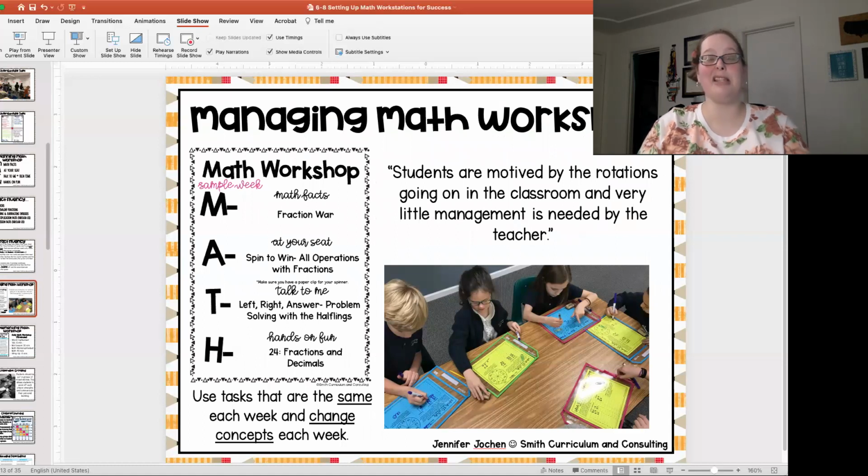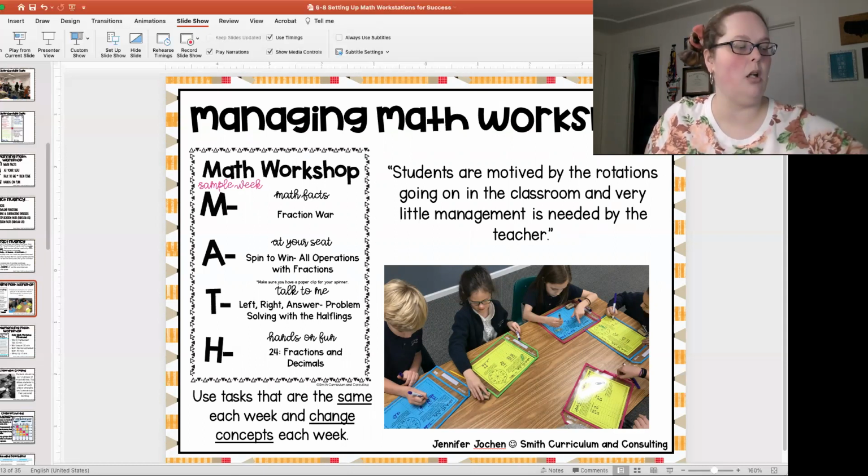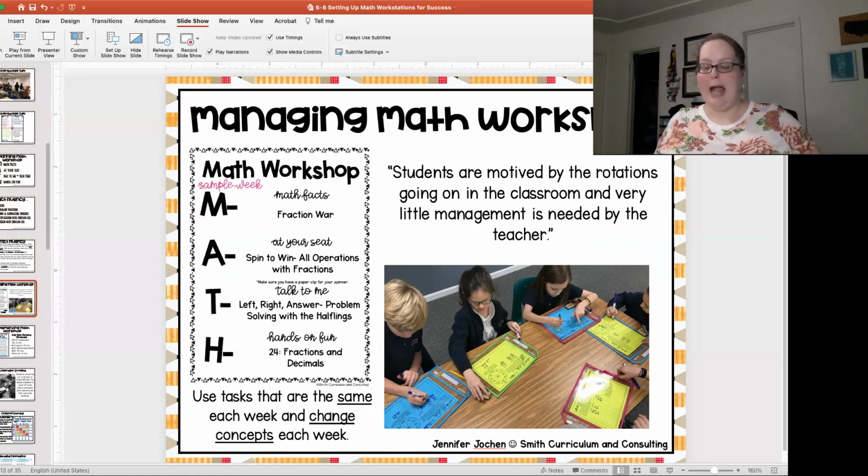Managing math workshop. This is my least favorite task to talk about because we know that management can be frustrating at times. Now, in this part, I'm talking about management as of how to organize things. And I kind of talked about this just a moment ago when I talked about using math menus and math boards. And this is basically planning it out for what students are going to do each week.